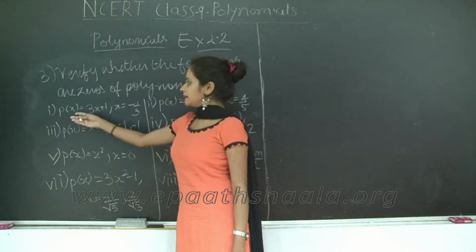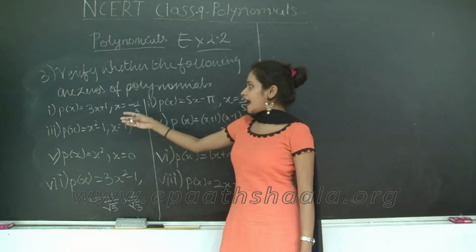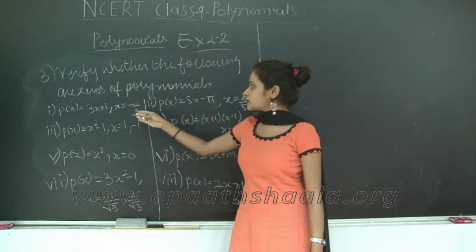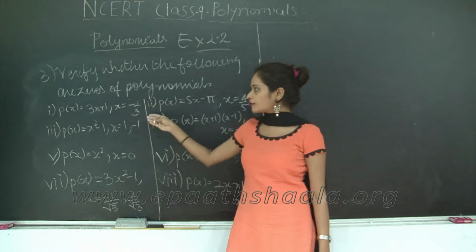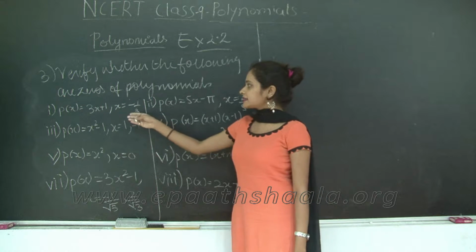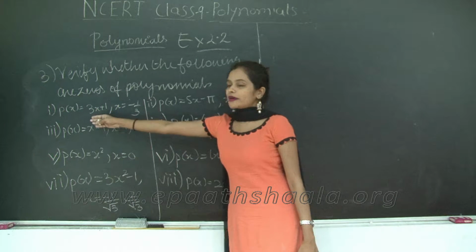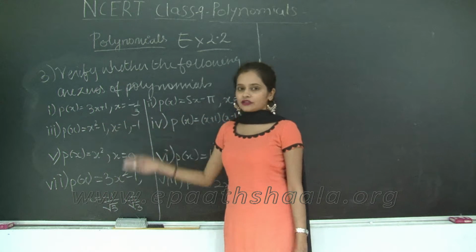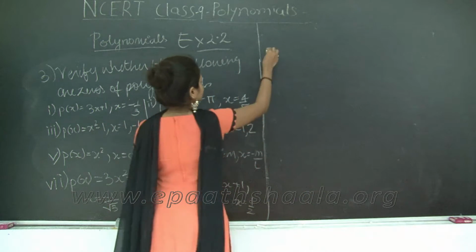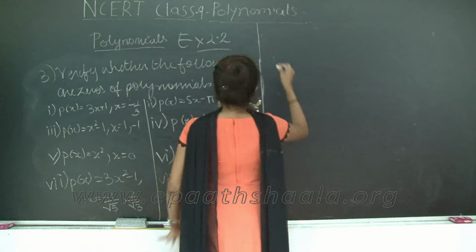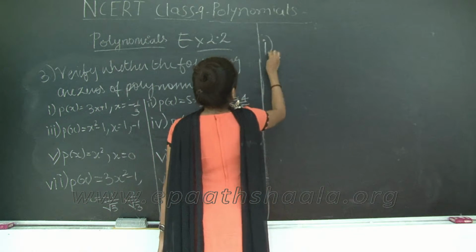You have a polynomial p(x) = 3x + 1 and you have to find whether x = -1/3 is the zero of the polynomial, which means at x = -1/3, do we get the value of polynomial p as 0? Let's go ahead and solve. All the remaining sums are based on the same concept.